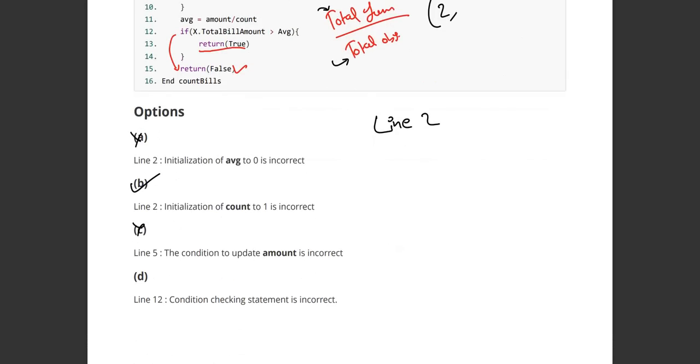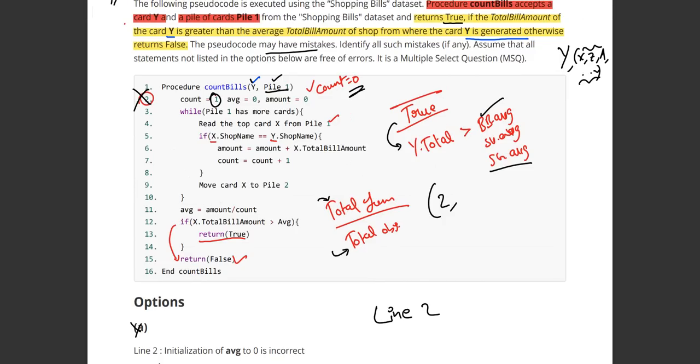And line 12, let us find out line 12. The condition checking statement is incorrect, right? If x dot total bill amount is greater than average, where average is equal to amount by count, return true.